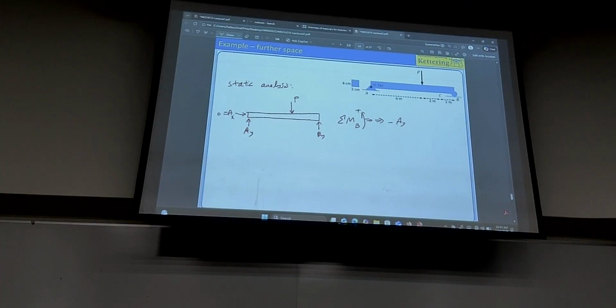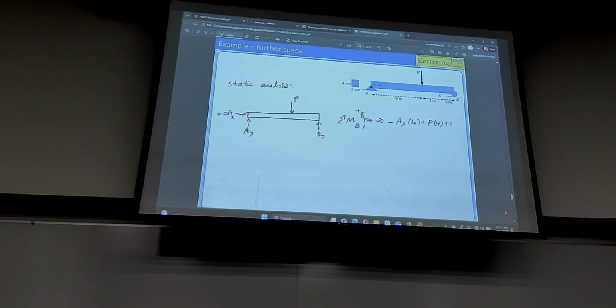Oh wait, sorry, I missed a bit of stacking. 10. Now move on to the next one, P. Positive or negative? It would be positive. Yes, P times 4. Very good. Moment of BY about B: 0, no distance, it goes through the point, so 0.